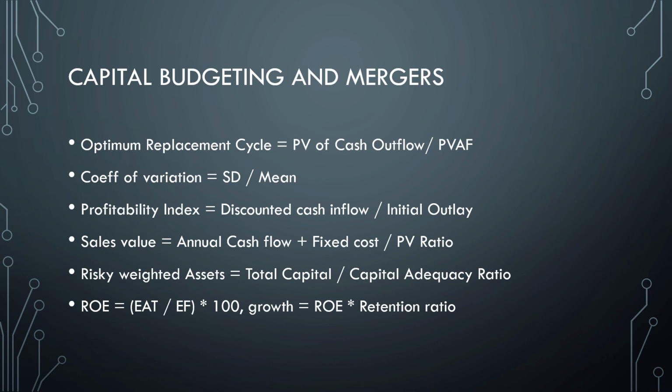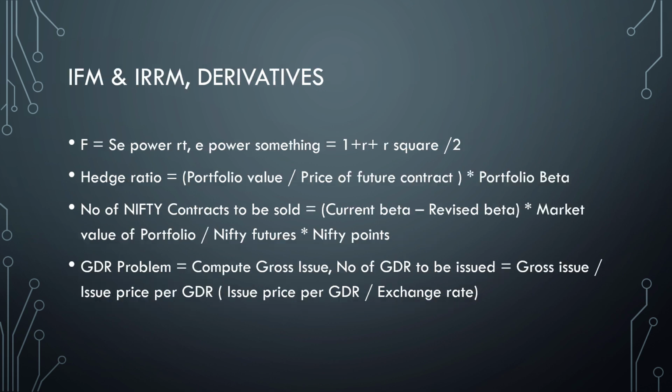Next one, return on equity is equal to earnings after tax by equity funds into 100. Why should I come to this? Because growth is equal to return on equity into retention ratio. I hope you are clear up to this. Next one, future value is equal to S e power RT. How to compute e power RT easily: it is equal to 1 plus RT plus RT whole square by 2.